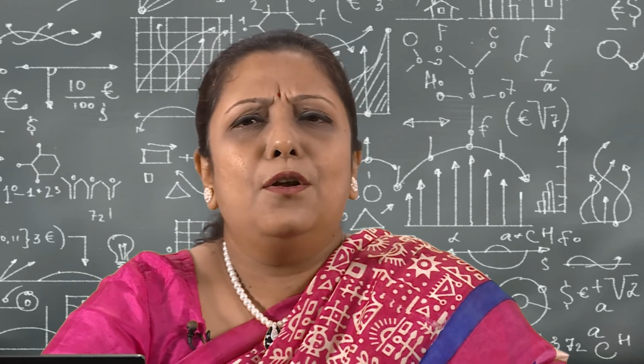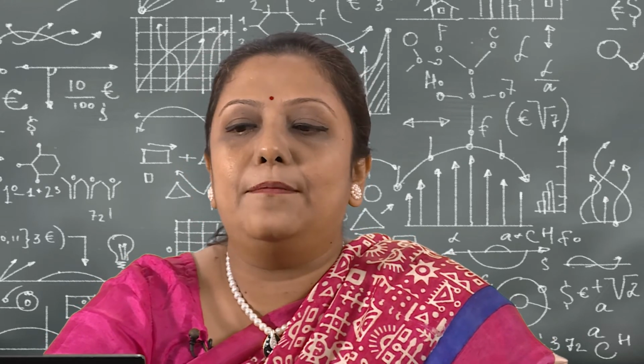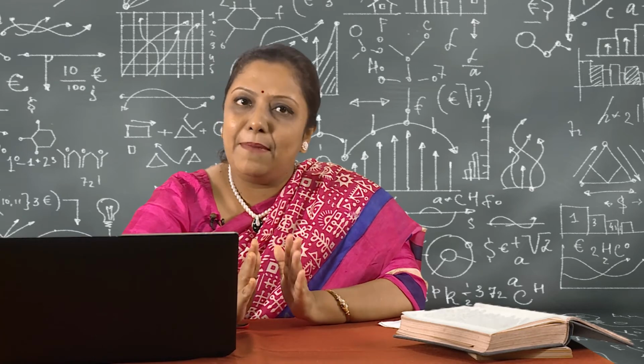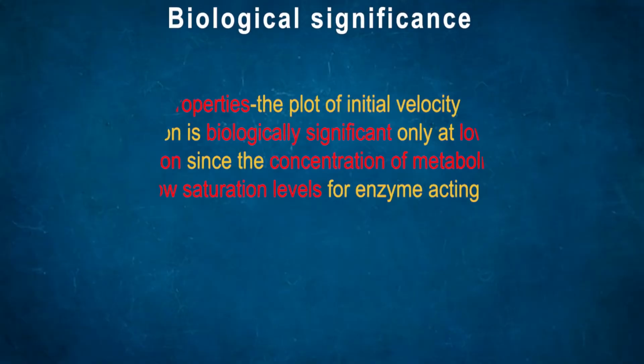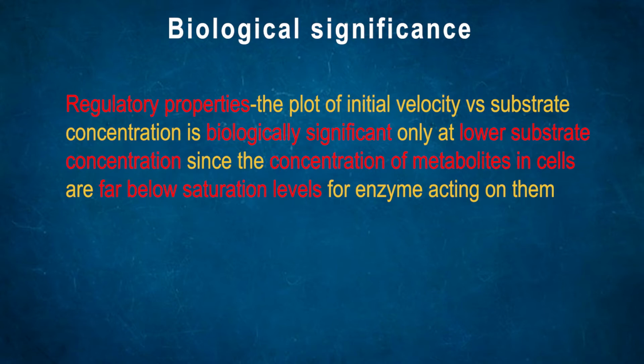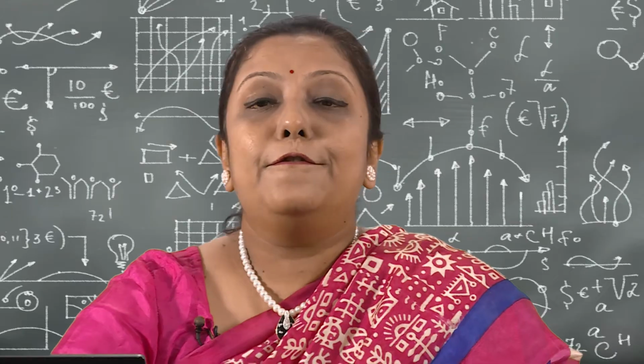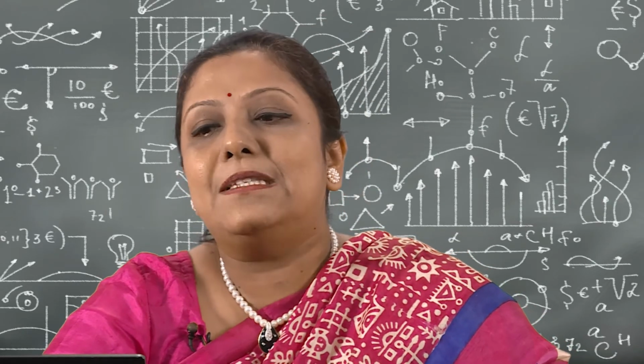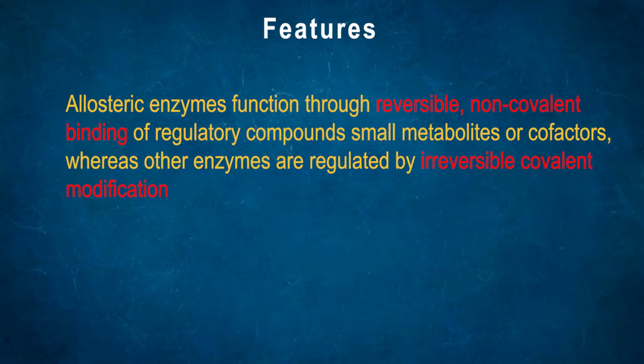Biological significance. Not all allosteric enzymes belong to either K or M. They may belong to in between them. For regulatory proteins, the plot of initial velocity versus substrate concentration is biologically significant only at lower substrate concentration, since the concentration of the metabolites in the cell is far below the saturation levels of the enzyme acting on them. Features. Allosteric enzymes act through reversible non-covalent binding to the regulators.